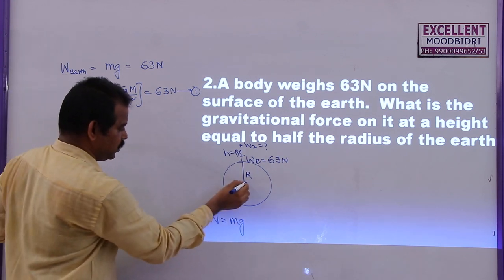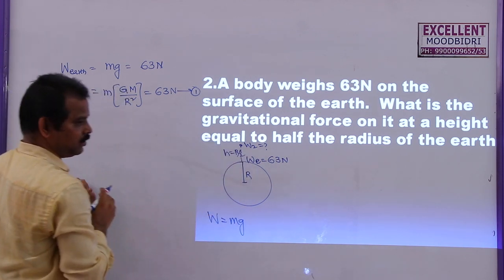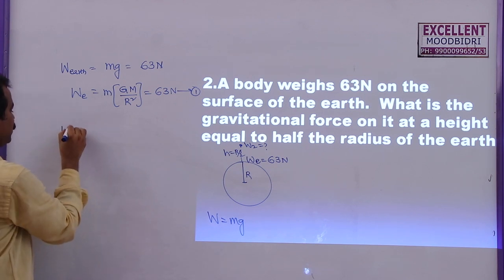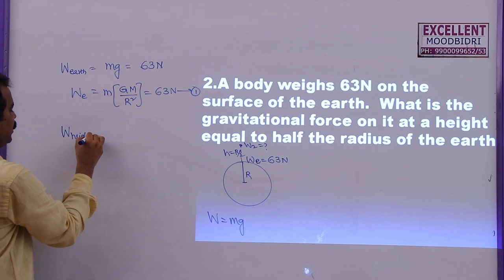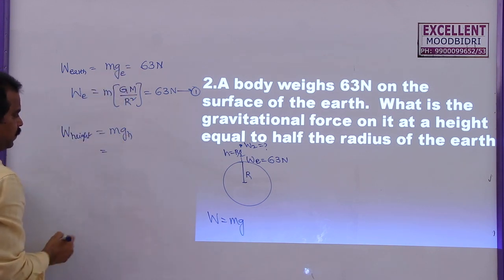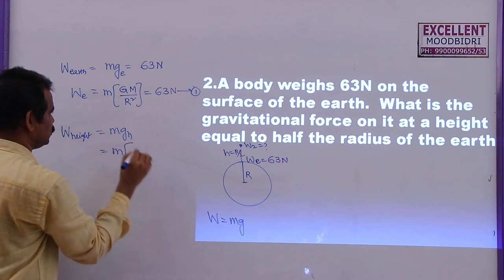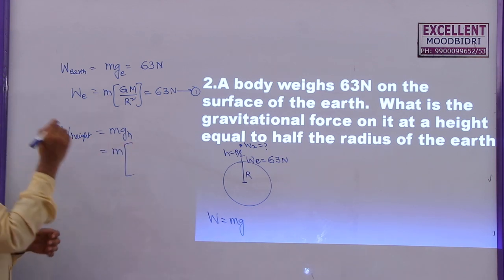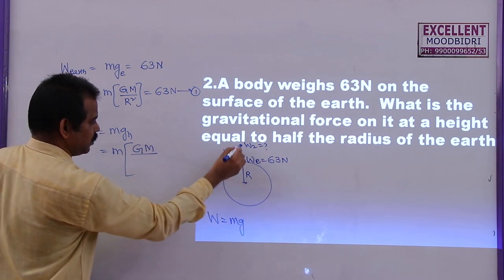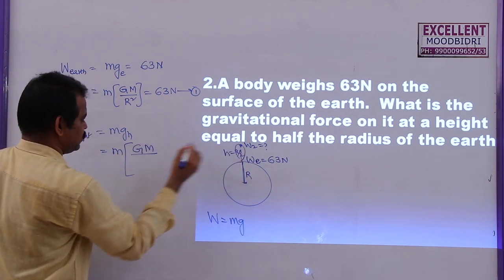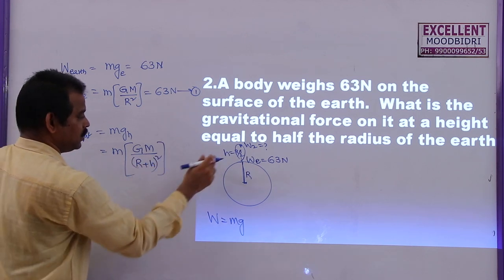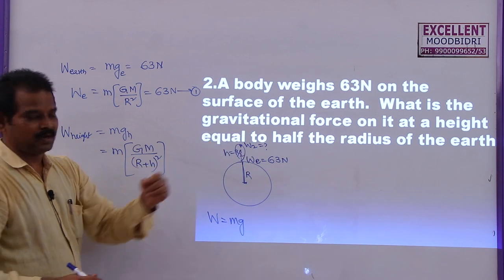Now if it rises to a height somewhere, then what is the weight of that body? Weight at a height is given by m g h. Here m is constant. What is g at a height? This is given by GM by, from the center to this point, r plus h, whole square. But what is h here? h is half of the radius of earth.